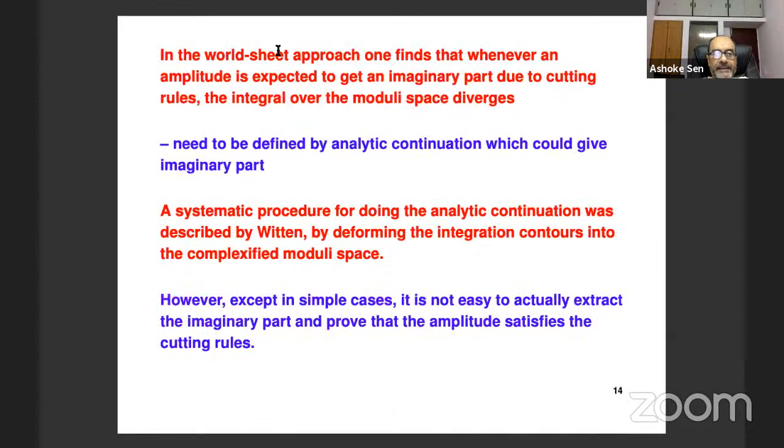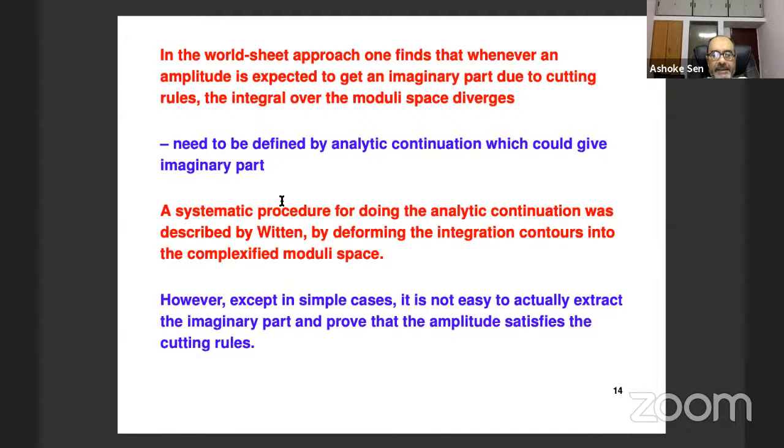Now, what one finds in the worldsheet approach is that whenever an amplitude is expected to get an imaginary part, and you can figure this out by assuming that the cutting rules hold, assuming that the theory is unitary, one finds that the integral over the moduli space diverges. And this means that it has to be defined by analytic continuation. And the analytic continuation of a real function, of course, could give an imaginary part.